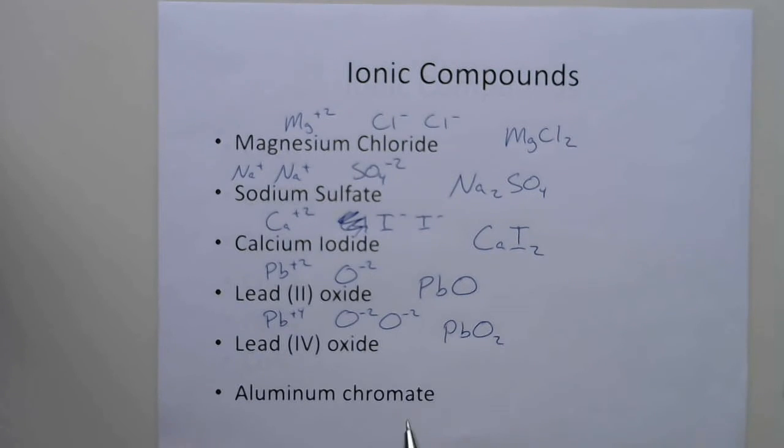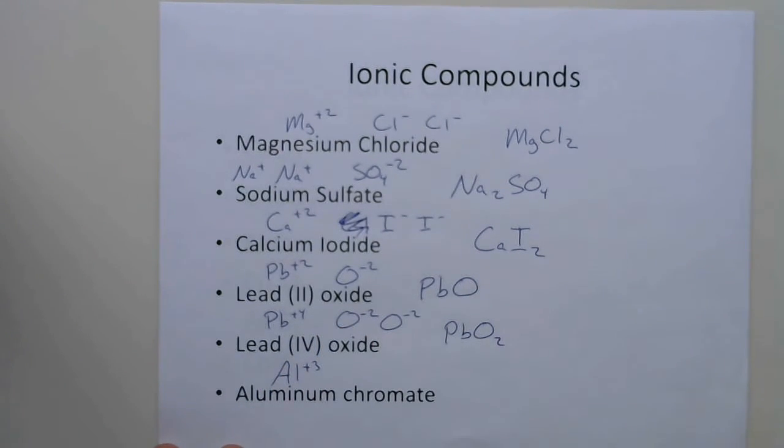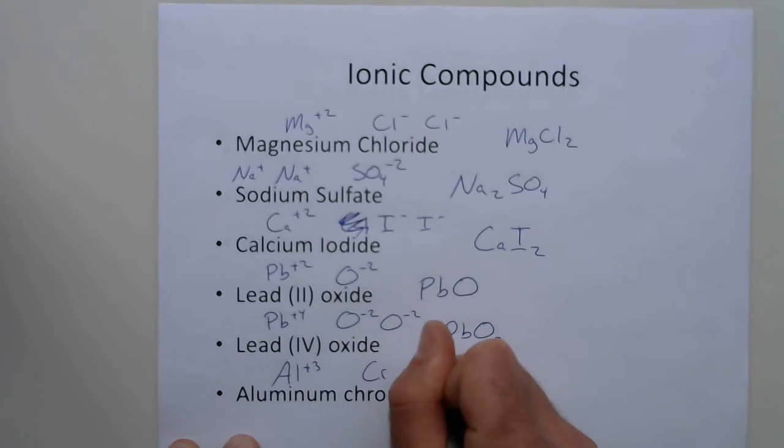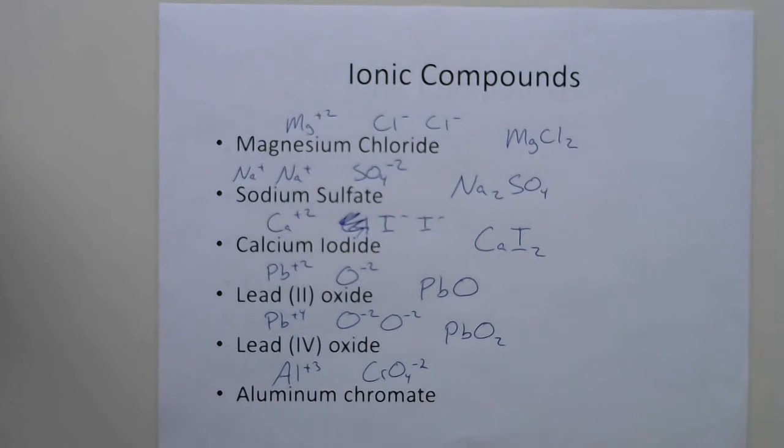Aluminum chromate. So aluminum has a +3 charge. We know that from its position on the periodic table. It doesn't need a Roman numeral. It's not one of the transition metals. And then chromate. Chromate is one of your polyatomic ions ending in ATE, so you need to know this one. CrO4, and you need to know the charge as well. It's a -2.